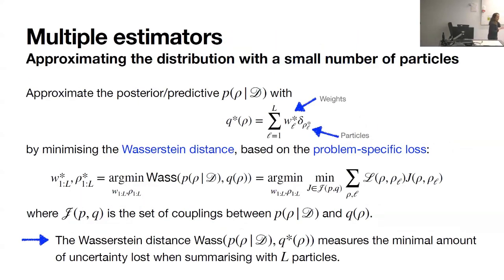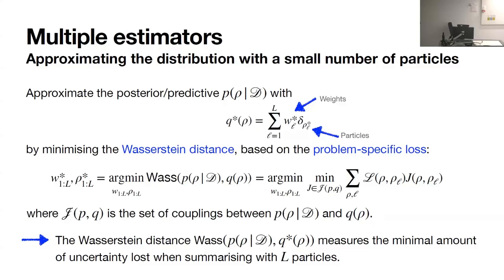Okay, so how do we get out these multiple point estimates? And so the idea is quite simple. Let's just approximate our posterior with Q, which only has positive mass on a small number L of particles. So each particle will be one of our point estimates. And we're going to find this Q by minimizing the Wasserstein distance based on a problem-specific loss. Okay, so we want to find the weights and the particles of Q by minimizing the Wasserstein distance.